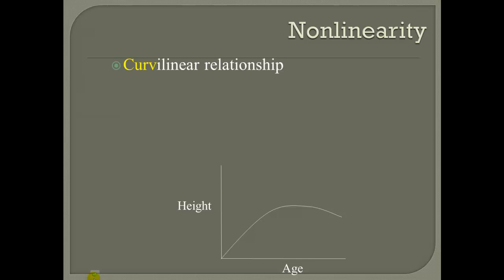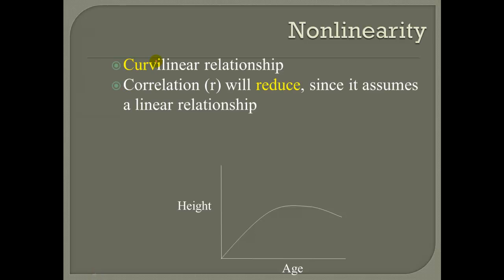Nonlinearity, I already talked about that. But usually what we're talking about here is a curvilinear relationship. It looks something like what we have here, where it starts to curve down after a while. So for a while it's straight and linear, but then it curves. And if you were doing a correlation on that, it wouldn't really be a good picture of the relationship between two variables.